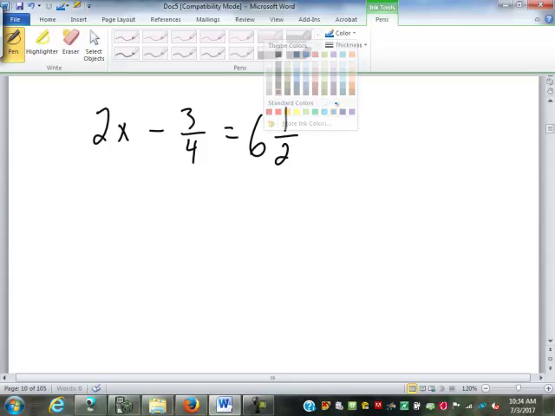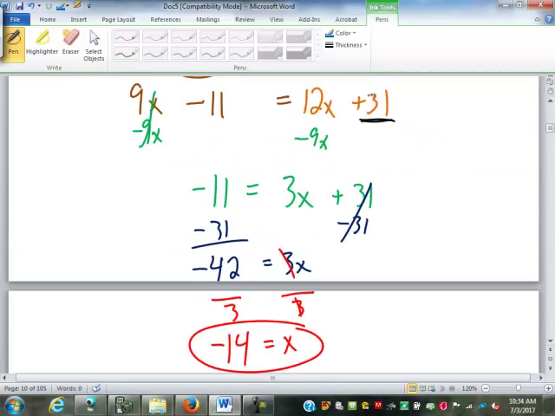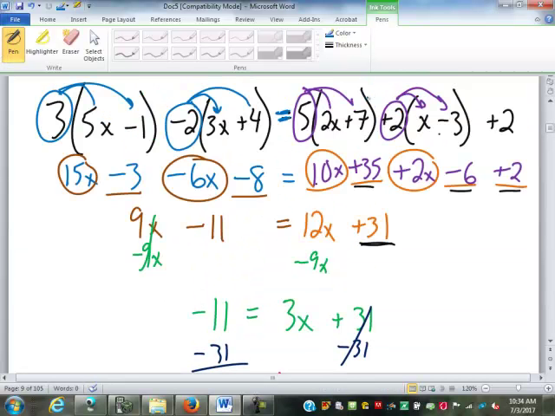The key is to get it down to one term with a variable and one term without a variable on each side. So once you get it to this form.